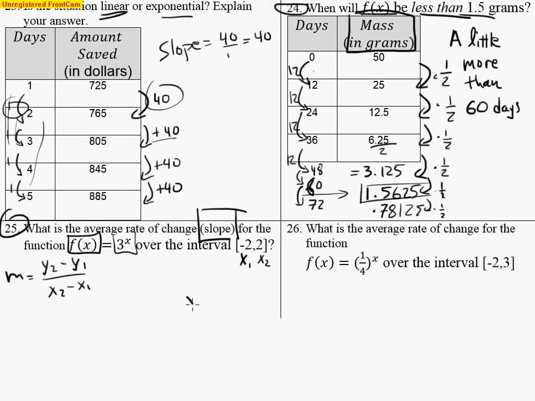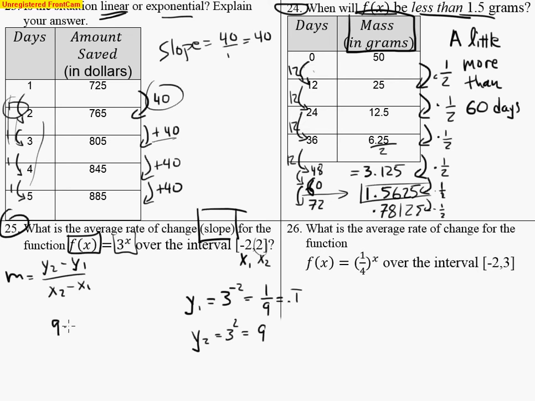So first I'm going to get y1 when I have 3 to the negative 2. I flip that, and that becomes 1 over 9. So that's going to be 0.111 repeated. Y2 is going to be when I put in x2. So that'll be 3 to the 2. Well, that's just 9. So now I'm going to go ahead and plug these into my equation.